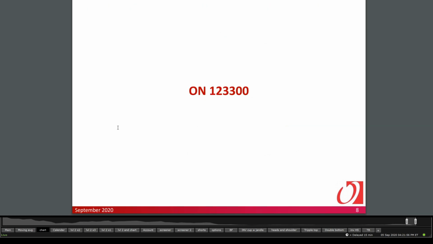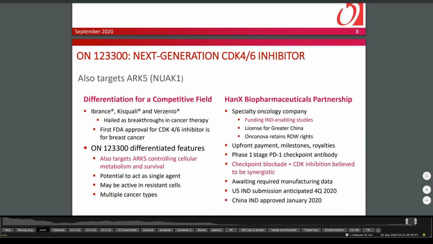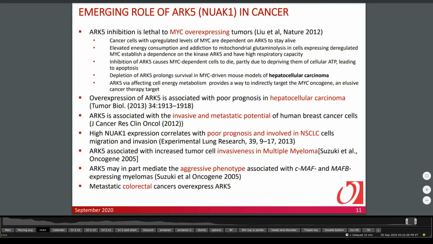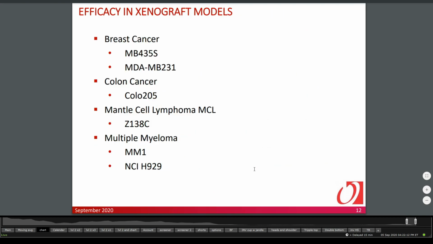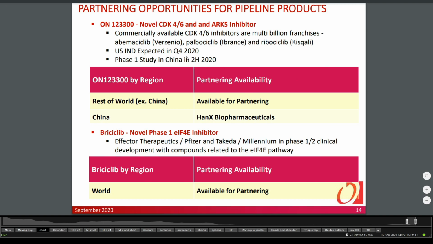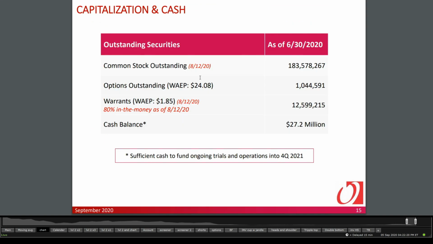Going on, we get to see in their presentation that they do have a phase 1 stage PD-1 checkpoint antibody for the Hanx Biopharmaceutical partnership, with a US IND submission anticipated in the 4th quarter of 2020. So it still seems that they're very active. They have a lot of different programs still running, so that is amazing. Now, another thing here is a phase 1 study in China for the second half of 2020. That's still all amazing news.